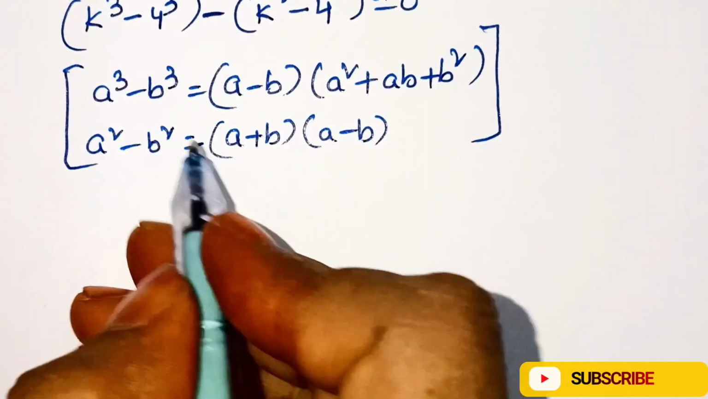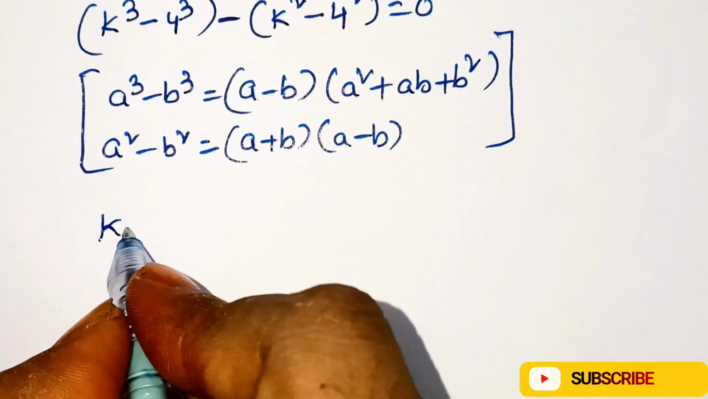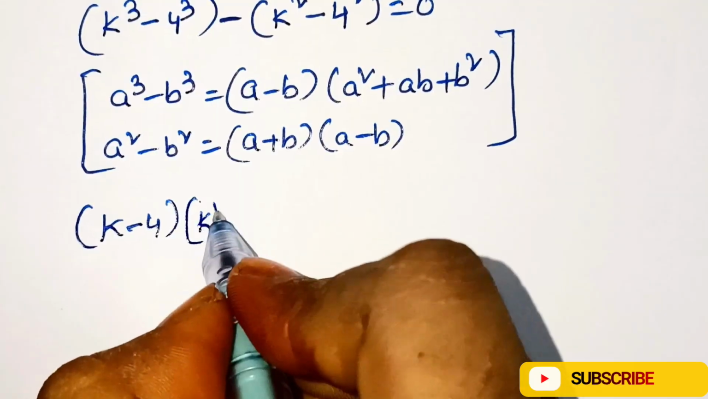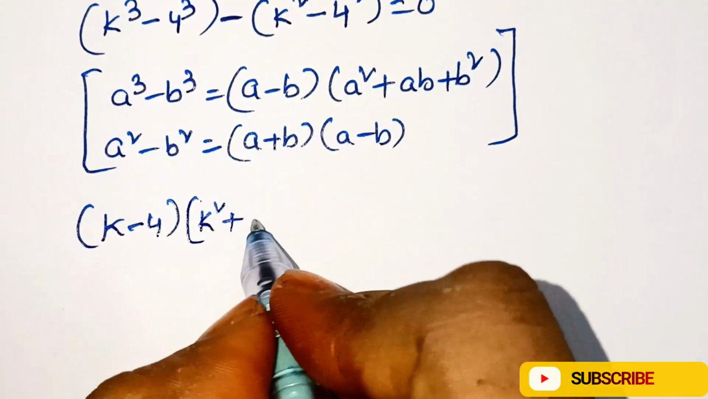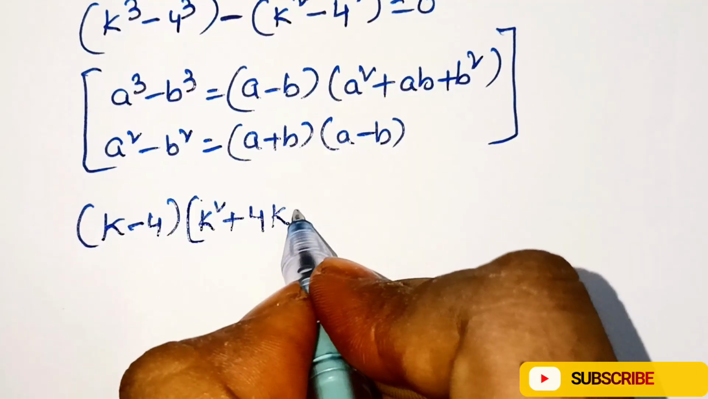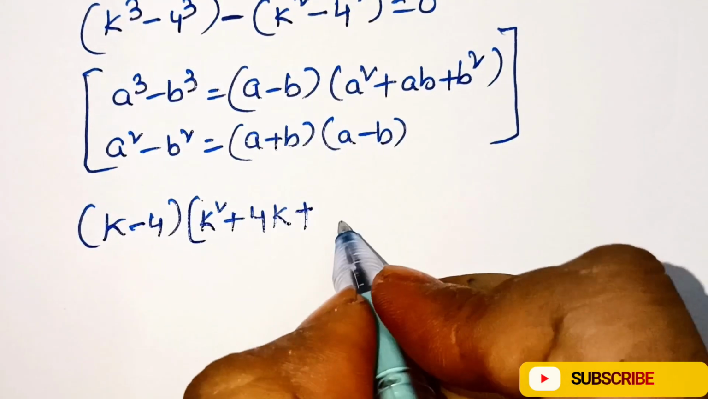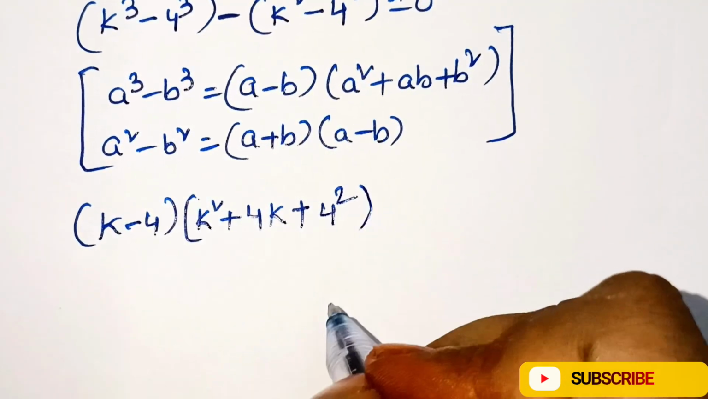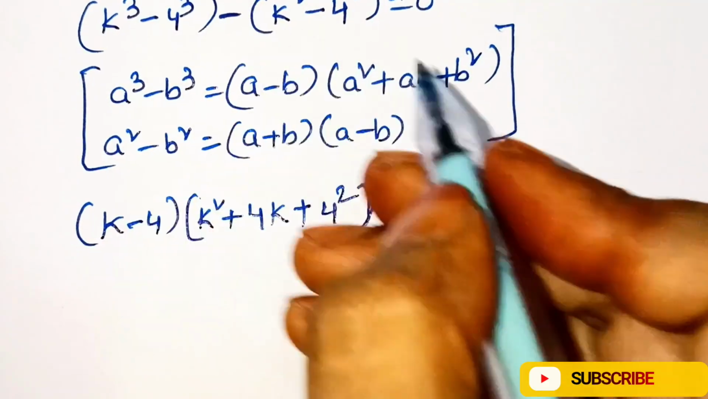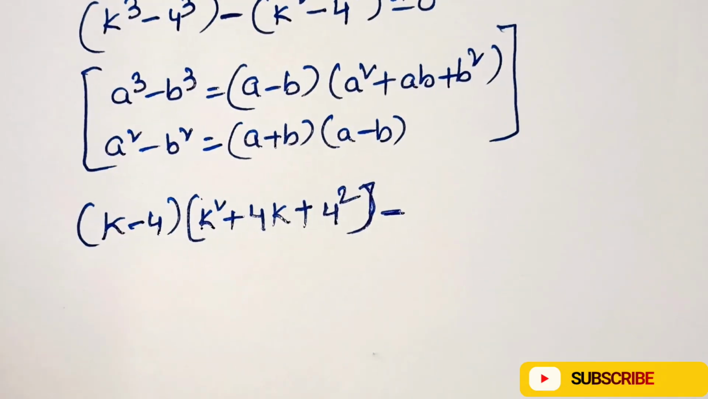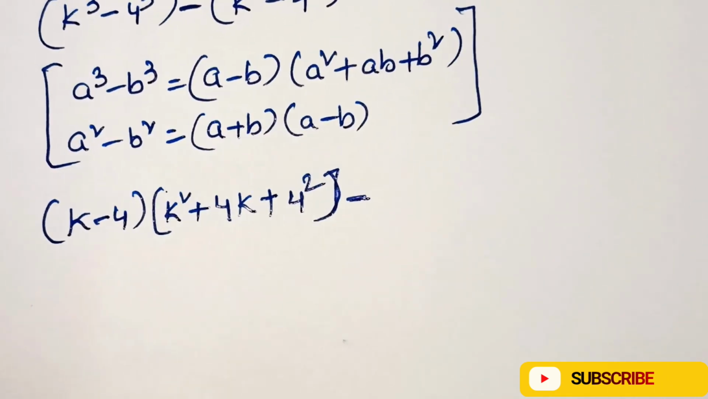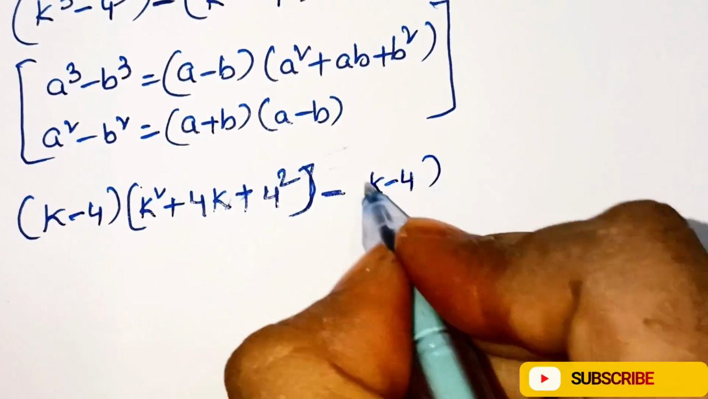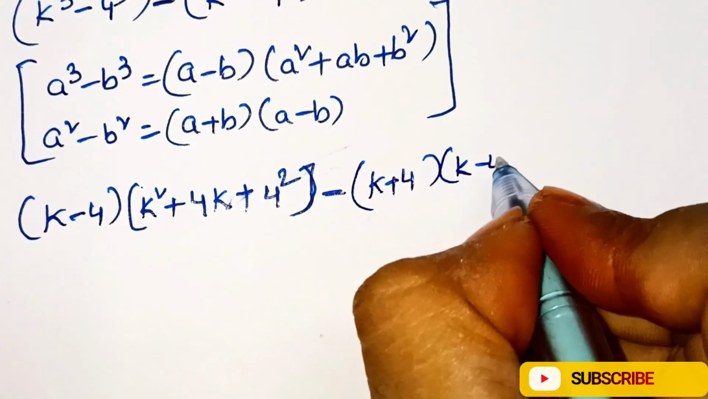k cube minus 4 cube. k minus 4 into k square plus 4k plus 4 square, minus k minus 4, k plus 4 into k minus 4.